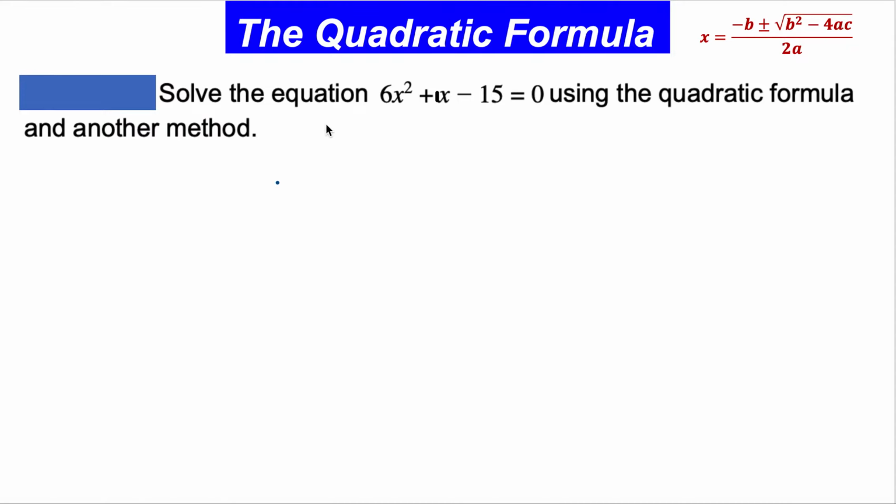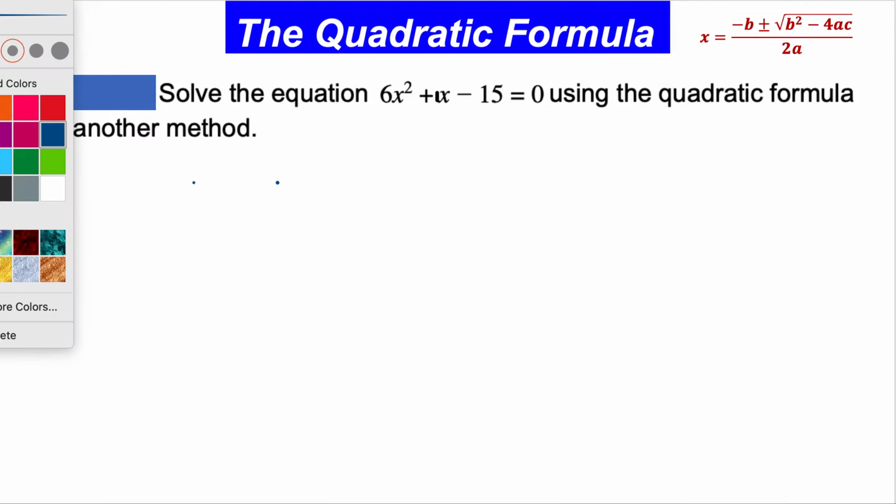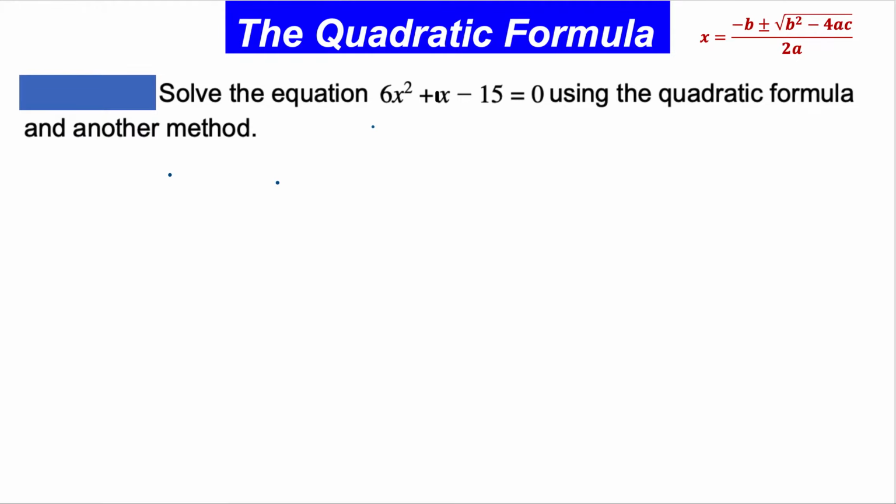Solve the equation 6x squared plus x minus 15 equals 0 using the quadratic formula and another method. First of all, let's use another method. Here we are factorizing, because this looks factorable.